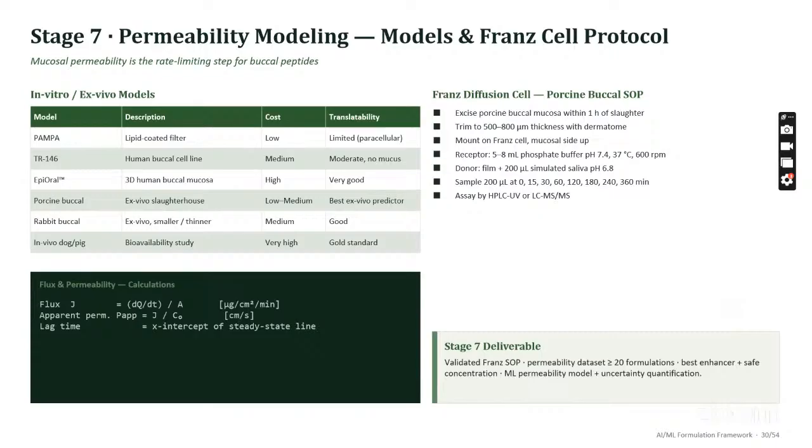Before going to human clinical trials, in vitro Franz diffusion cell, and in vitro in the sense of TR146 cells. All these experiments have to be done and the data collected, and based upon that, you run ML or deep learning models. Based upon the compilation of all the results, you should go for the in vivo experiments. Clear?